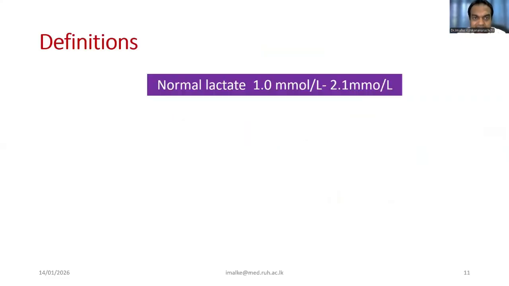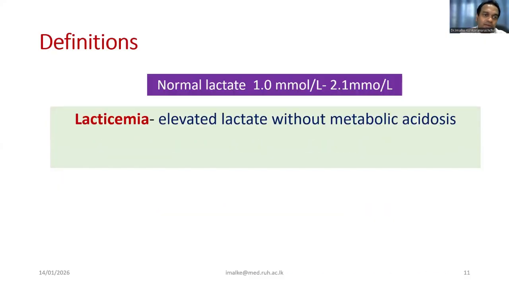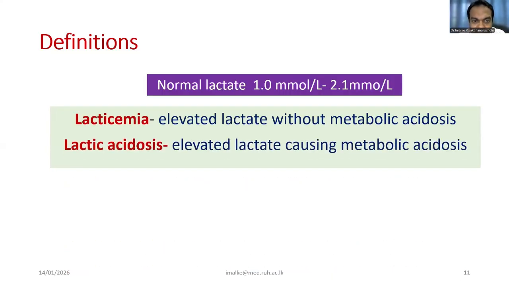So, a little bit on lactic acid. The normal lactate level you all need to know, because this is something we all worry about in our day-to-day practice. Normal value should be less than 1, but up to 2.1 it should be okay. But you would have seen lots of children in day-to-day practice with high lactate but normal pH. That condition we call lactemia: the elevated lactate is there, but no metabolic acidosis. Lactic acidosis by definition means this high lactate should be the reason for metabolic acidosis.